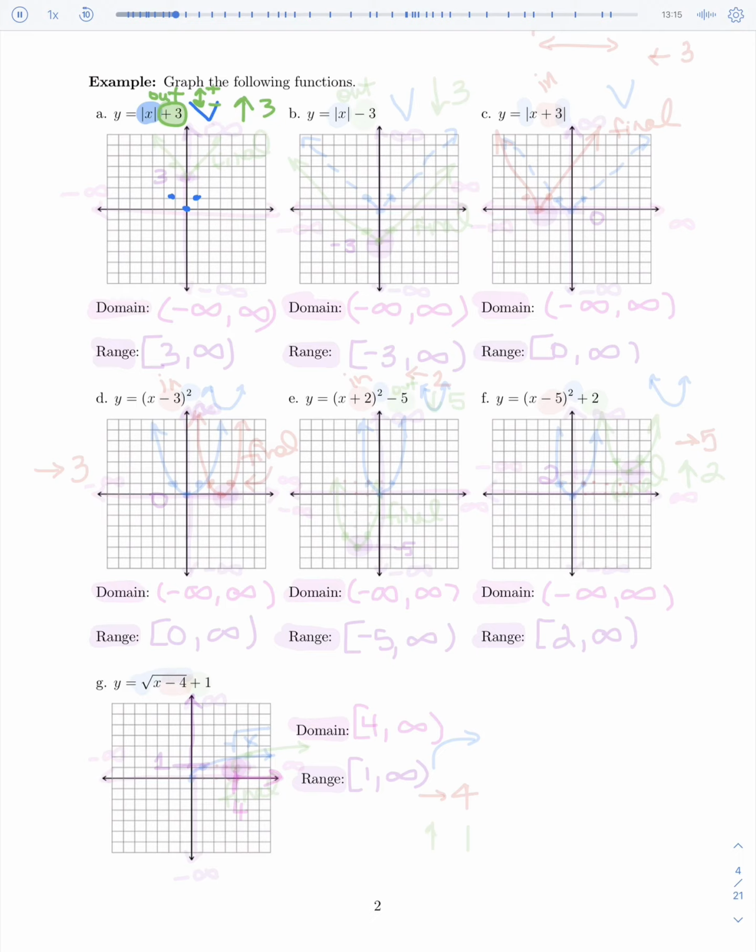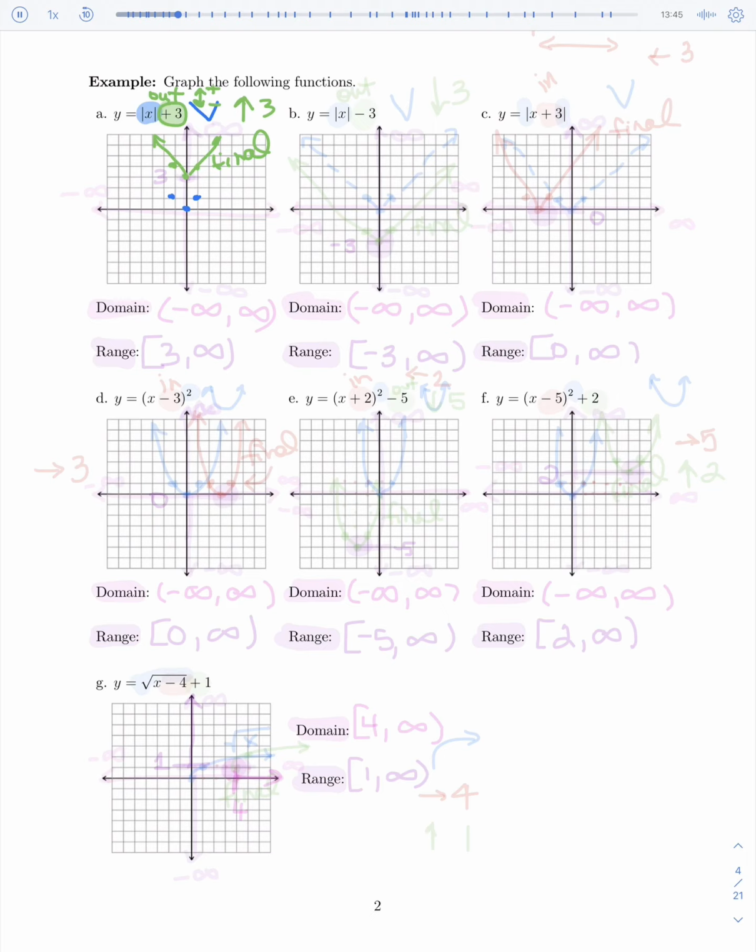So what's going to happen is the 0, 0 point is going to go up to just 3. The 1, 1 is going to go up to 1, 4. And the negative 1, 1 is going to go up to negative 1, 4. And then once we've made those moves, then we can just draw our V shape through those 3 new points. And then notice that green graph, that V, is our final graph.